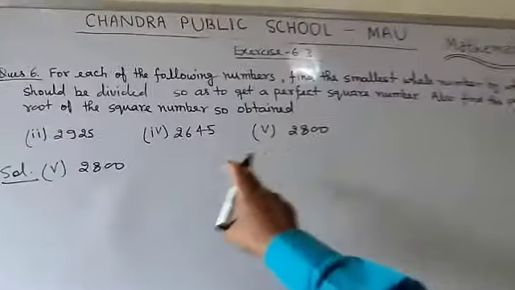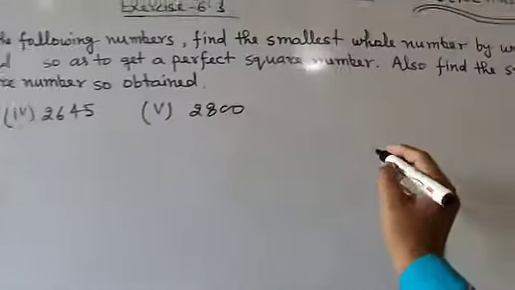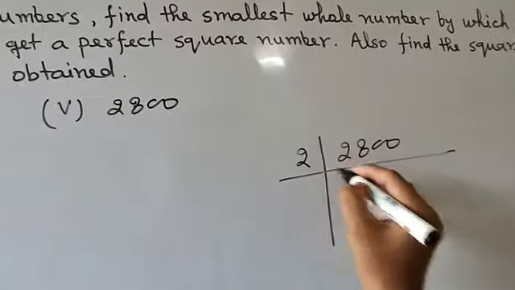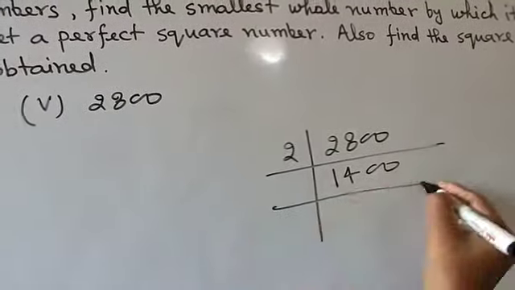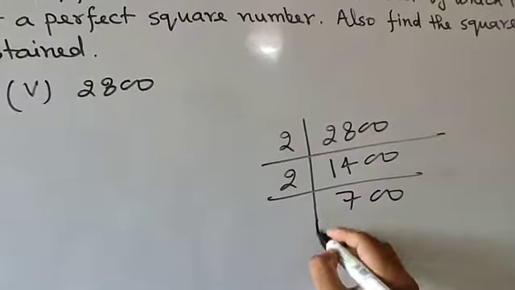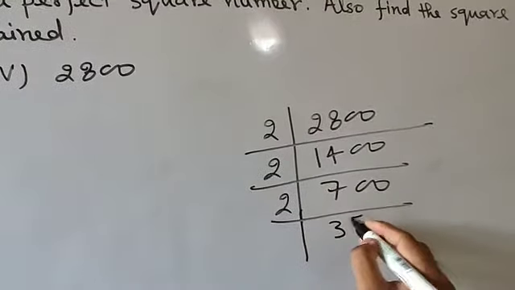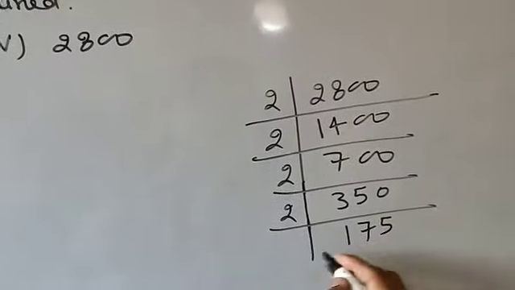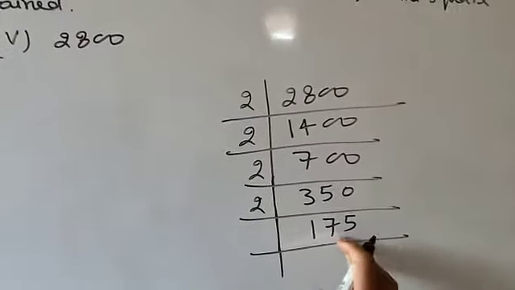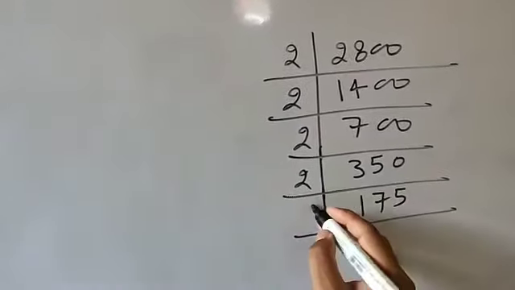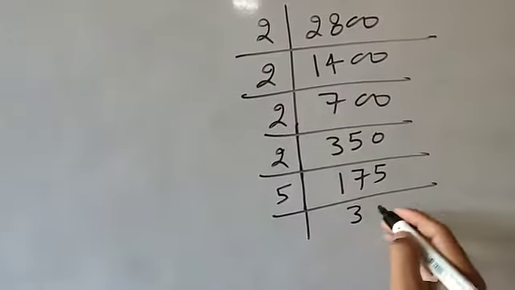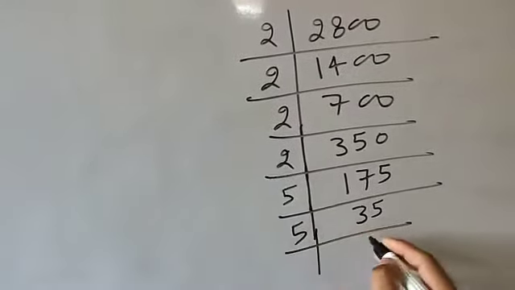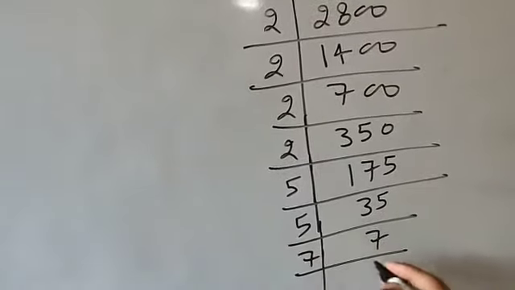Now the fifth part I am going to explain, 2800. So a similar way is there. Find the factors of 2800. It is divisible by 2. Then 2 1s are 2, 2 4s are 8, 00 again by 2, 2 7s are 14. Then again by 2, 2 3s are 6, 2 5s are 10, 350 again by 2. Then 2 1s are 2, 2 7s are 14, 2 5s are 10. Now check for 3: 1, 7, 8, 5, 13, not divisible by 3, but it is divisible by 5. Then 5 3s are 15, 5 5s are 25, again by 5, and 5 7s are 35. Now it is 7 1s are 7.